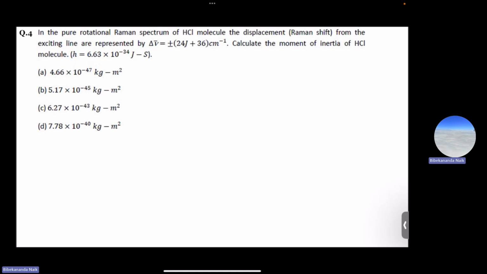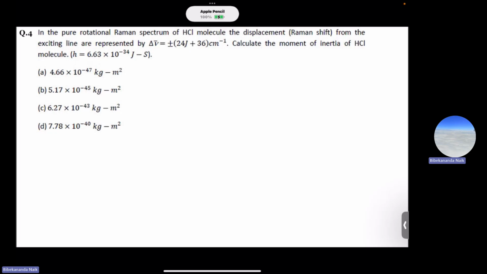Now the options are: option A, 4.66 into 10 to the power minus 47 kg meter square. Option B, 5.17 into 10 to the power minus 45. Option C, 6.27 into 10 to the power minus 43. And option D, 7.78 into 10 to the power minus 40. All the units are kg into meter square because we need to find the value of moment of inertia, and we know the unit of moment of inertia is mass into distance square, which is kg into meter square. So all these are in SI units.